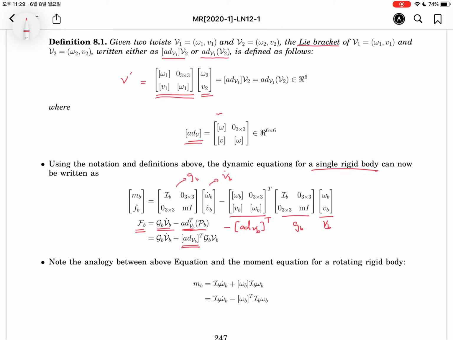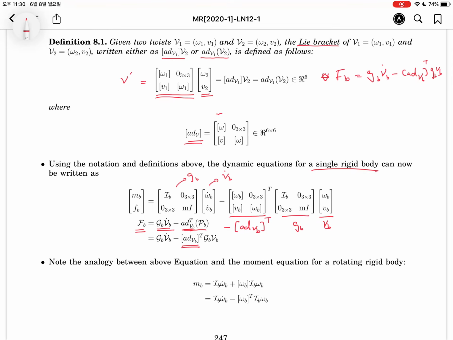Okay, let's write down the combined equation. The body wrench is equal to the special inertia times the time derivative of the body twist, minus adjoint VB transpose GB VB. Okay, it is the conclusion of this section.